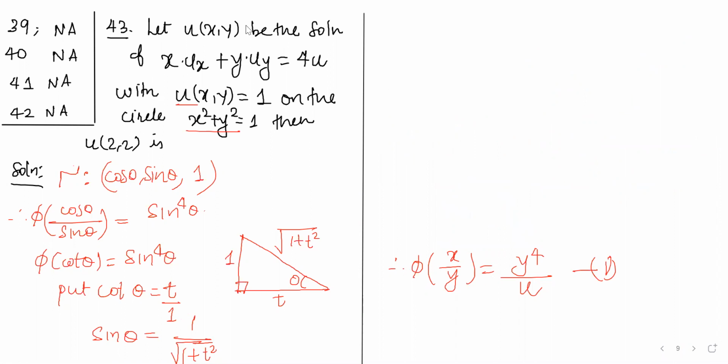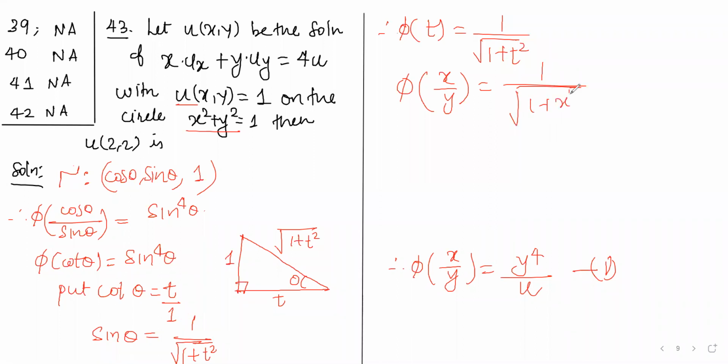I'll just keep this alive because I need it. So that means I'm getting phi of cot theta is t. So t equals 1 upon under root 1 plus t square. That means if I put phi of x over y, I'll be getting 1 upon under root 1 plus x square over y square, which will give me y over under root x square plus y square. This is what I'm getting.